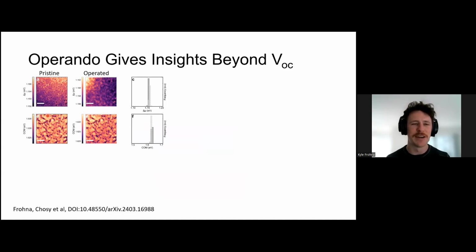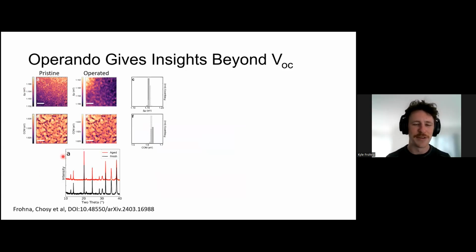We can, for example, show you that operando gives you some insights beyond VOC. This is a particular device where we stress tested it for an extended period of time. And if you were just to look at the optical microscopy at open circuit, this is the quasi-Fermi level splitting before and after, you would actually say, oh, wow, my solar cell has actually improved over time. I'm a genius, PCE improving over time. And similarly, if you measure the XRD, you see no change in the bulk diffraction of the perovskite. So again, suggesting everything is all good.